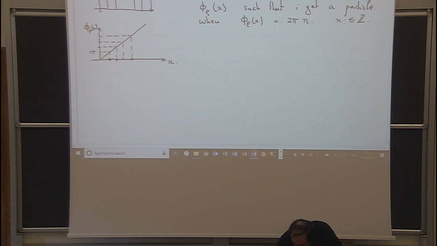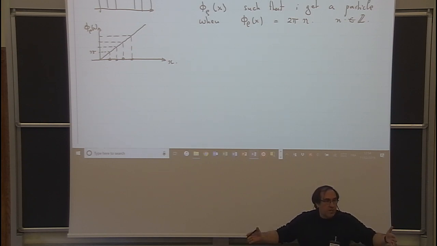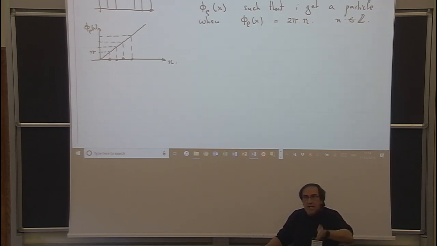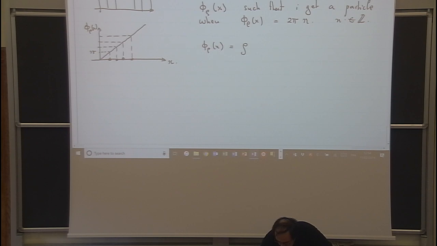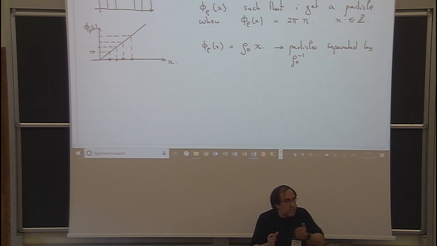So, for example, for the phi_L of x that I draw here, what do I get? I get a crystal of bosons. I get particles which are completely spaced regularly. So if I take phi_L of x, which would be rho_0 times x, I get particles separated by rho_0 to the minus 1. So this is a crystal.